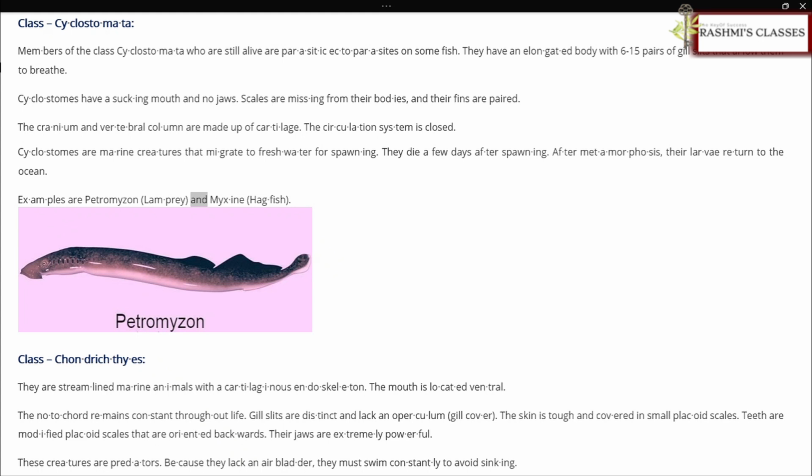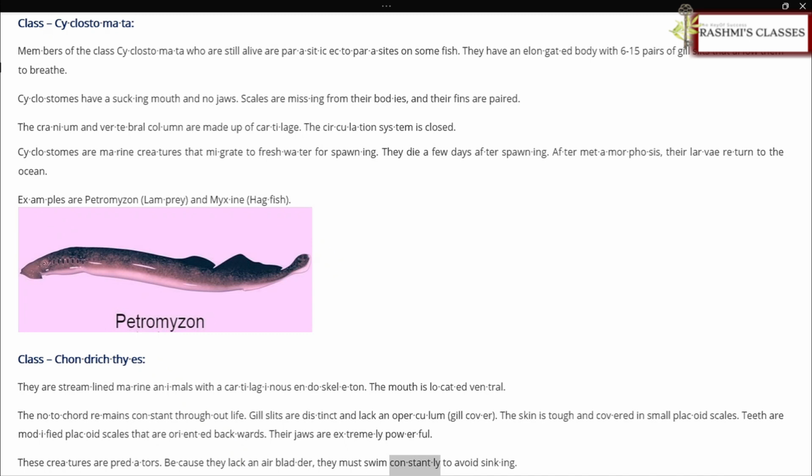Class Chondrichthyes. They are streamlined marine animals with a cartilaginous endoskeleton. The mouth is located ventrally. The notochord remains throughout life. Gill slits are distinct and lack an operculum, a gill cover. The skin is tough and covered in small placoid scales. Teeth are modified placoid scales that are oriented backwards. Their jaws are extremely powerful. These creatures are predators. Because they lack an air bladder, they must swim constantly to avoid sinking.